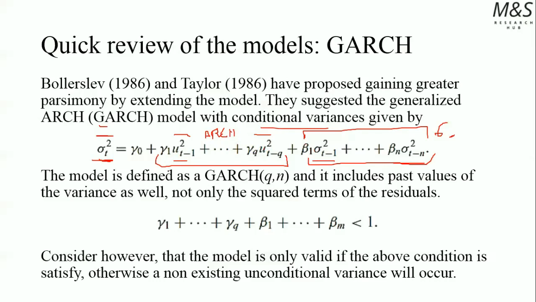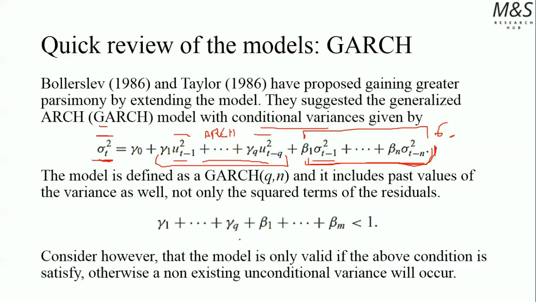So in this case, the model is defined as a GARCH with q order in the ARCH terms and with n order in the generalized part, that is, the variance of the past periods of time. It includes the past values of the variance as well, given right here. We're not only using the squared terms of the residuals, which is the original ARCH model. We need to ensure something that gives the validity of the model.